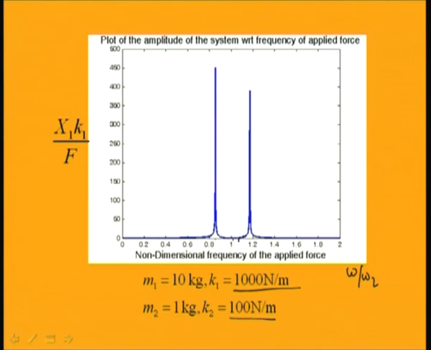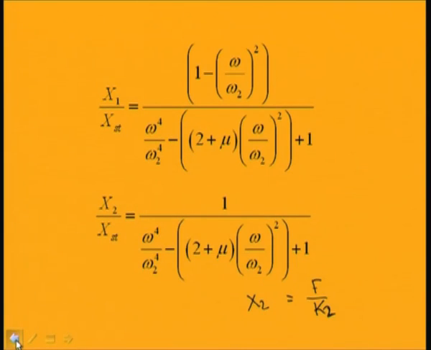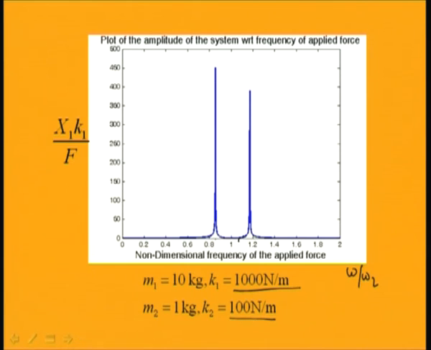So, at resonant frequency, that is when omega equals omega 1 equals omega 2, x1 becomes 0 and x2 becomes f by k2. In this case, if we take a stiffness of 100 Newton per meter and apply a force of 5 Newton, then x2 will become 5 by 100, so 5 by 100 meter.